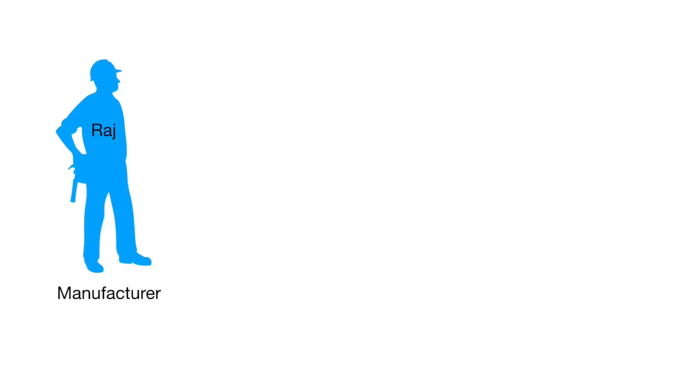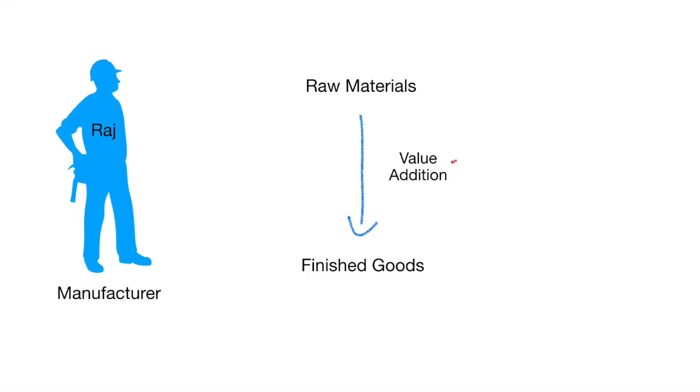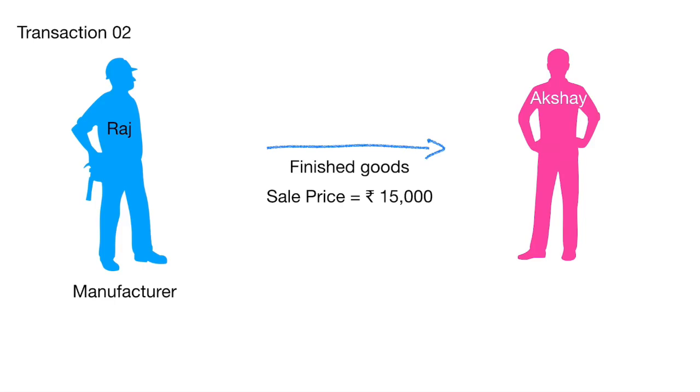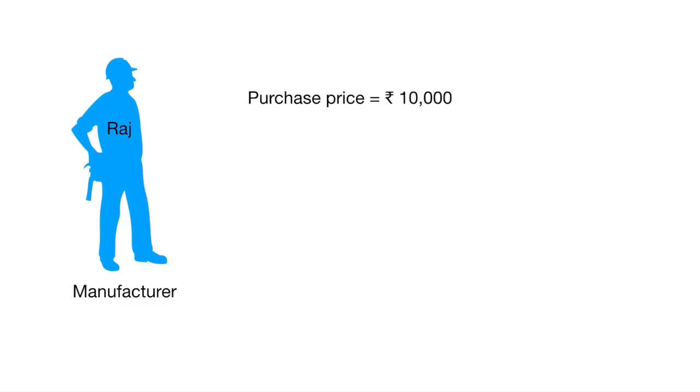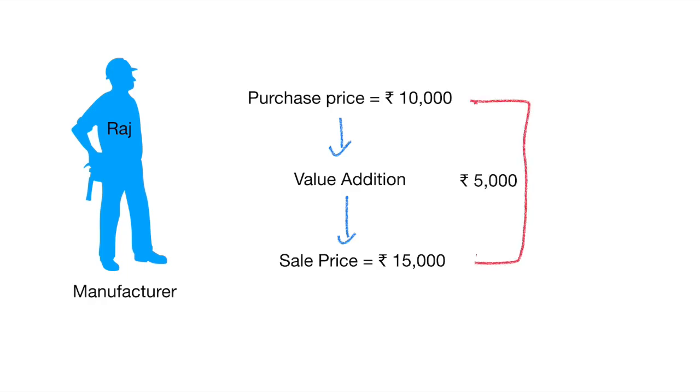Now Raj, who is a manufacturer, transforms the raw materials purchased by him into finished goods. That means he does some value addition to the raw materials and then those raw materials get converted to finished goods. Now, after converting raw material to finished goods, Raj sells these finished goods to Akshay, who is a wholesaler. He sells these goods at a price of 15,000. That means he purchased raw materials for 10,000, did some value addition to it and now is selling it for 15,000.